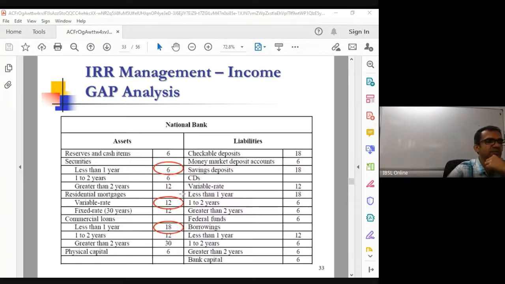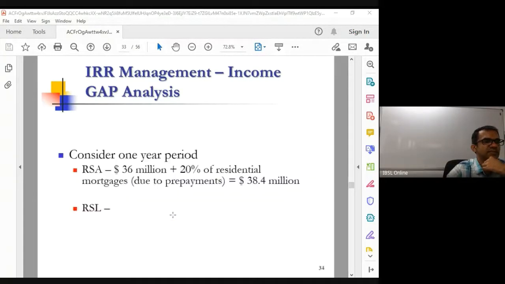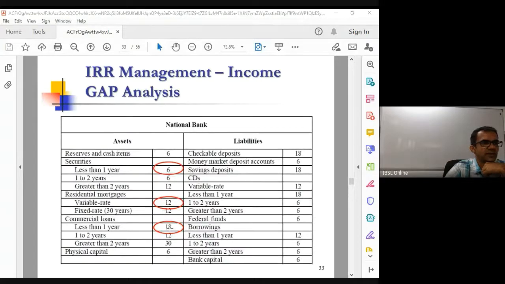I think something is wrong in this, either this one or this one. There won't be any 36 million. This should be 6 million. And see, it's only 20% of the residential mortgages. Sorry, this 36 million is the total. Yes, 18, 12, 6, 36 million altogether.